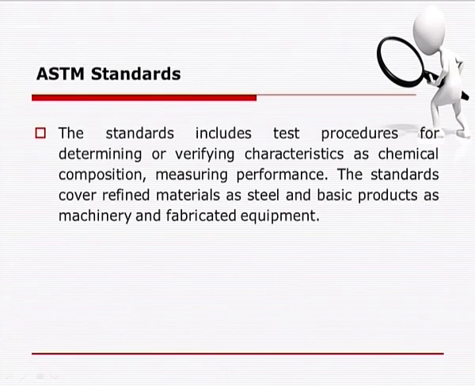The ASTM standards include test procedures for determining or verifying characteristics such as chemical composition, and measuring performance. The standards cover refined materials such as steel and basic products such as machinery and fabricated equipment. The standards produced by ASTM International fall into 6 categories.